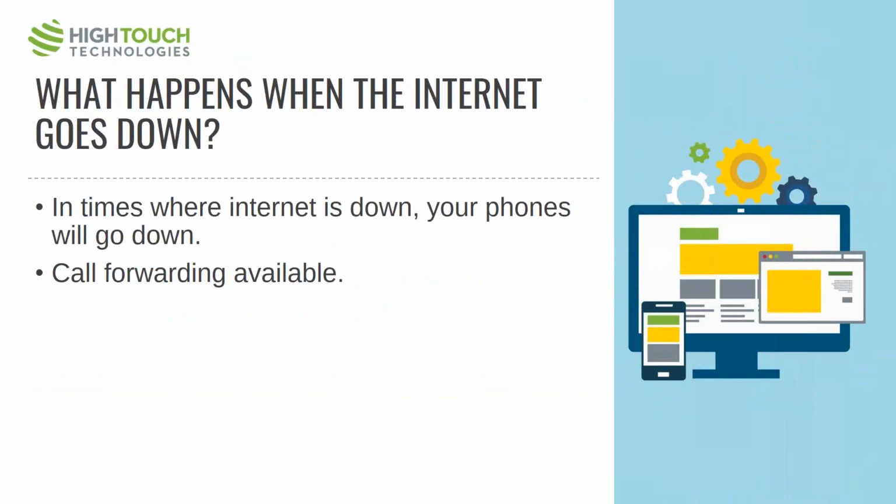Another common question is, what happens when the internet goes down? If your internet ever goes down, your phones will also go down. However, some cloud providers may have backup options available, such as call forwarding your main number to mobile devices or maybe even to another location. Yeah, and I've seen many businesses choose to have a secondary internet connection brought in from a different provider as a means of backup. So if your main provider goes down, you still have your phones. And it's important to note that this will increase your overall internet cost.